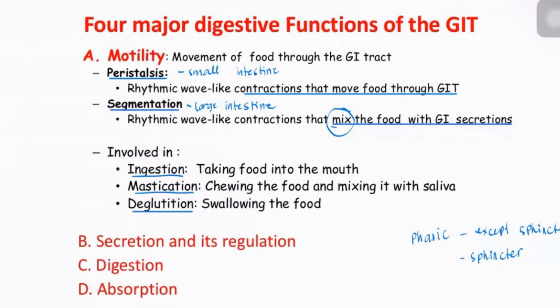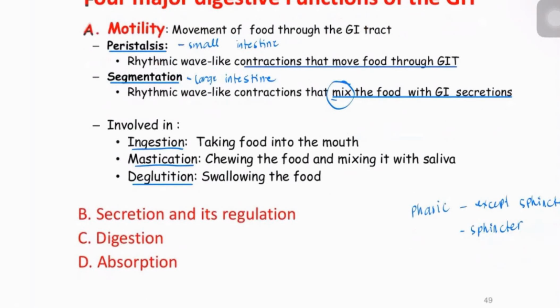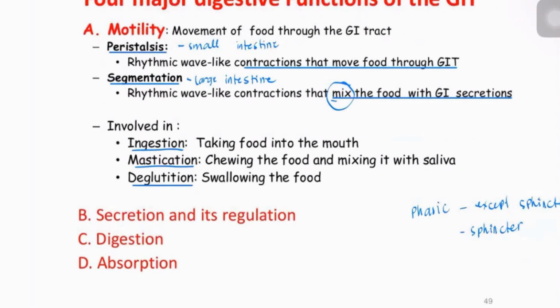So let's start with your motility. When we say motility, it's the movement of food through the GI tract. We have two rhythmic wave-like contractions, and these are your peristalsis and segmentation. Peristalsis is commonly in your small intestine, and segmentation naman, it's in the large intestine.